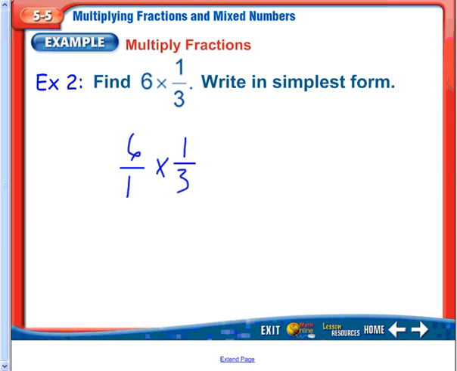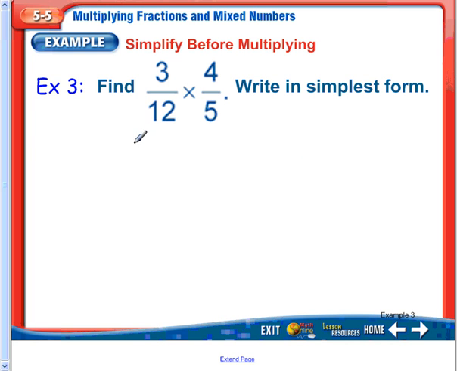Times 1/3. Okay, step 2, I look to simplify numerators with denominators. I see that my 3 and 6 are both multiples of 3, so I'm going to divide by 3 to get 1, divide by 3 to get 2, and I can't simplify any further, so I can multiply straight across. 2 times 1 is 2, and 1 times 1 is 1. So when I simplify that improper fraction, I get 2 whole. So 6 times 1/3 is 2.